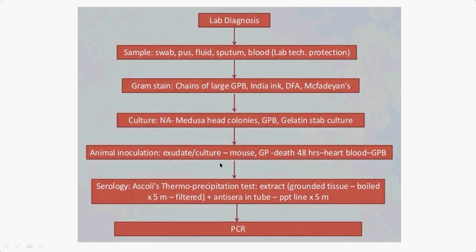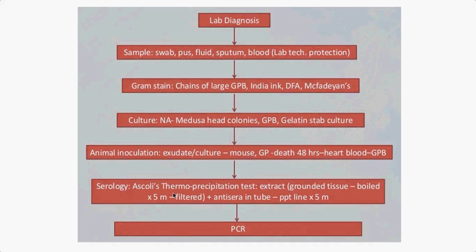Animal inoculation can be done, but we are not doing it routinely nowadays. The mouse is the animal used for growing this organism. And then the serological test. The serological test is Ascoli's thermoprecipitation test.